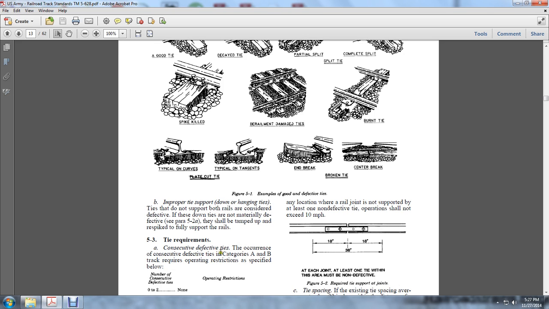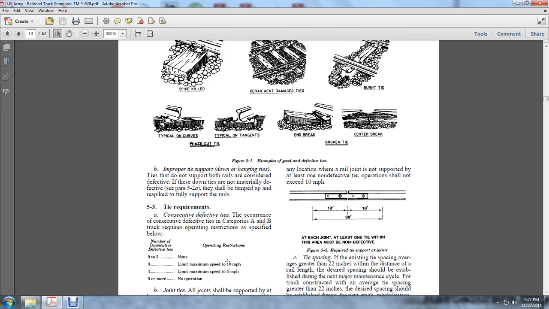The occurrence of consecutive defective ties, categories A and B, requires the operating restrictions specified below. The number of consecutive ties broken: 0 to 2, none. Operating restrictions: 3, limit the maximum speed to 10 miles per hour. 4, limit the maximum speed to 5 miles per hour. 5, no operation. Joint ties.